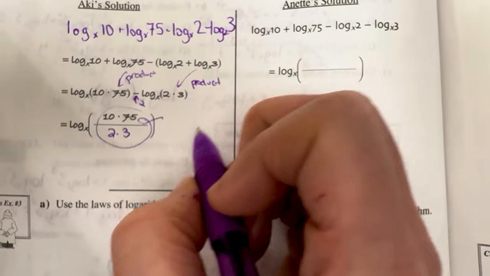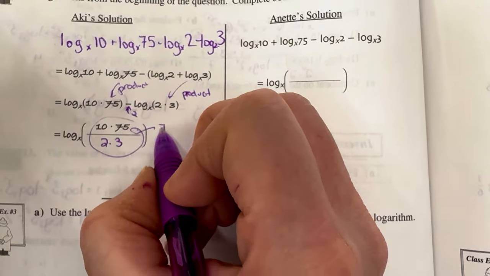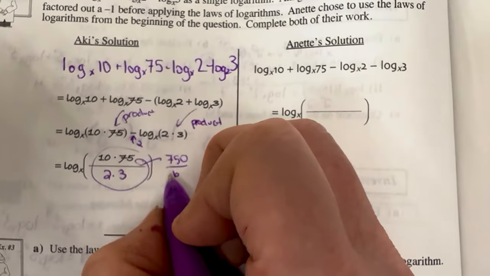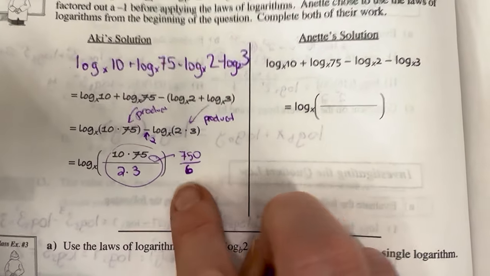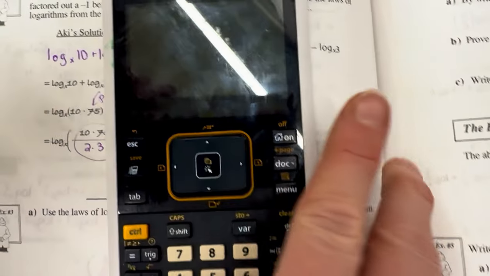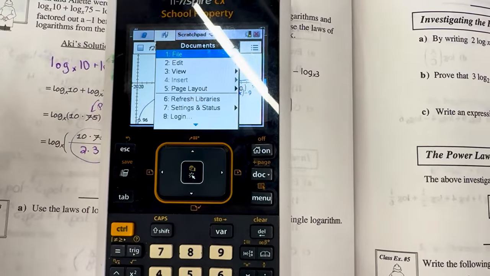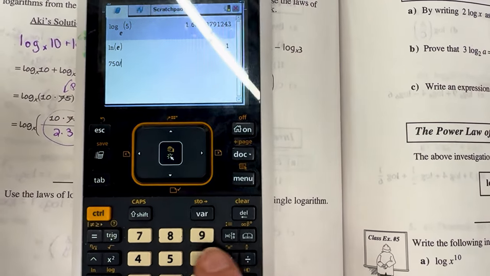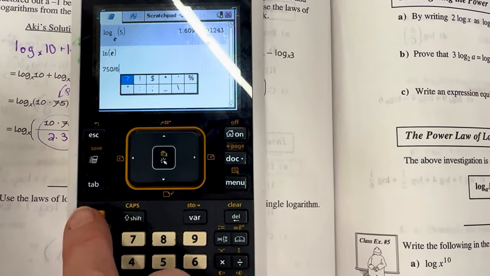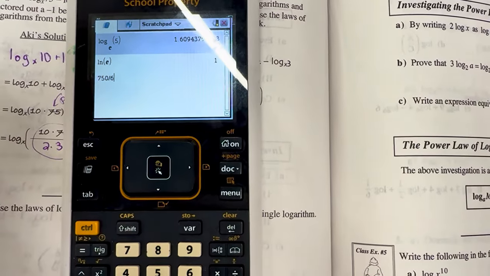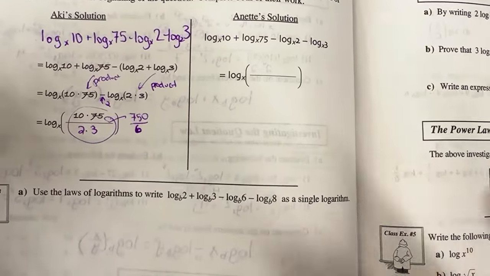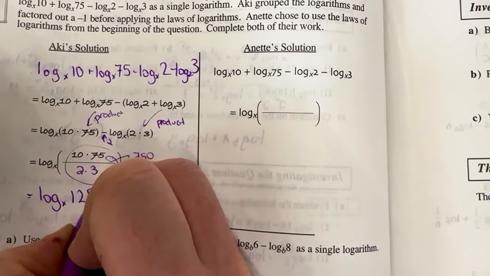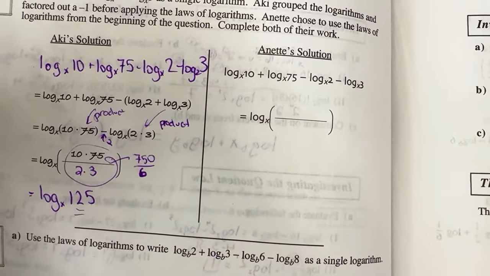So then this right here, 10 times 75 is 750 divided by 6. Okay, well, that looks like a B, so I'm going to do that. And then 750 divided by 6, I think, is 125. Let's see. 750 divided by 6. Yep, it's 125. Excellent. So then log x, and so the argument is 125.